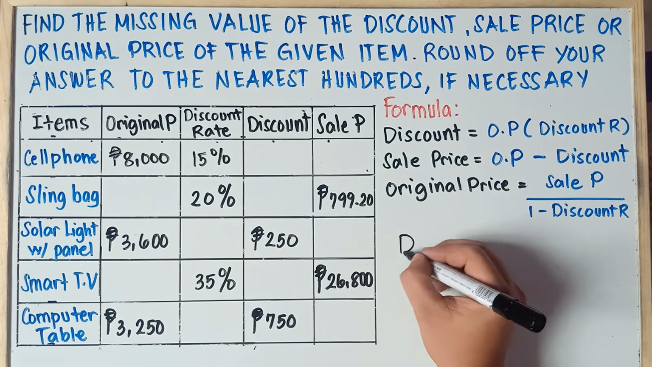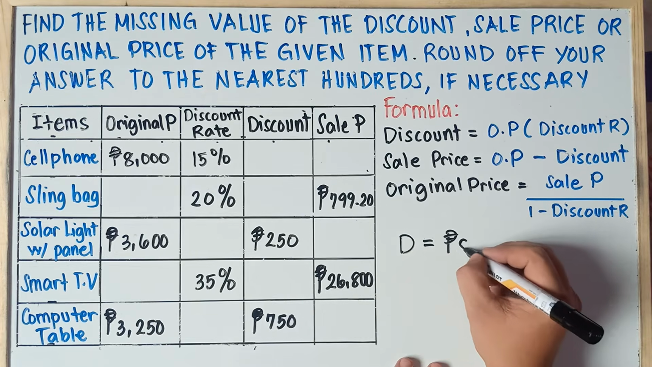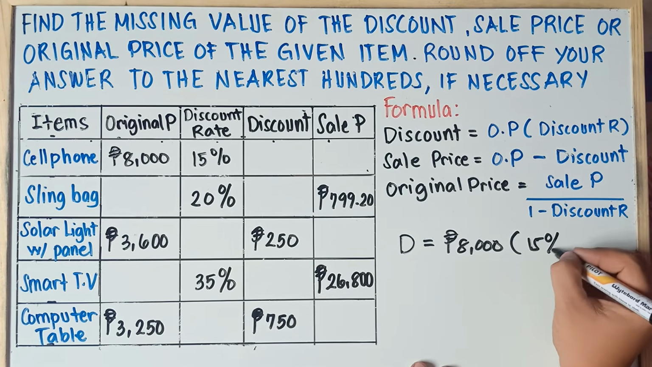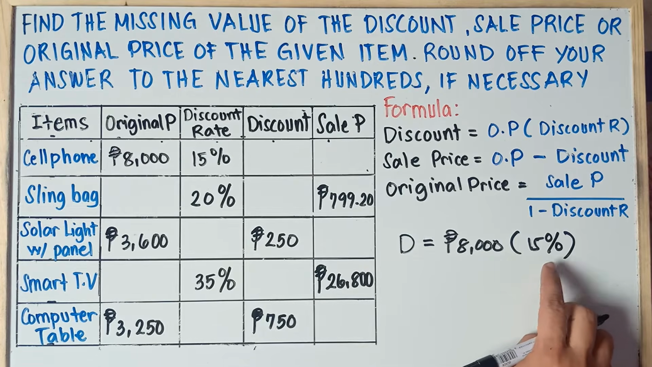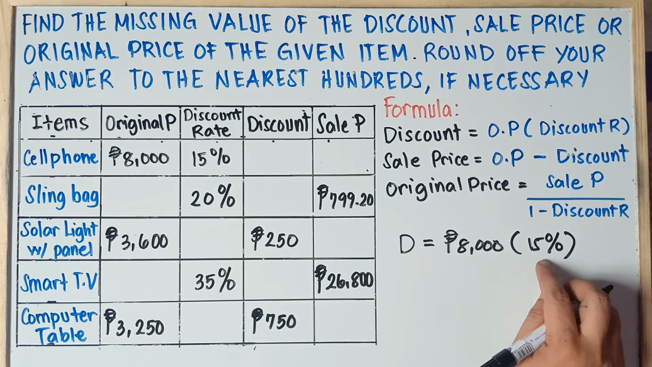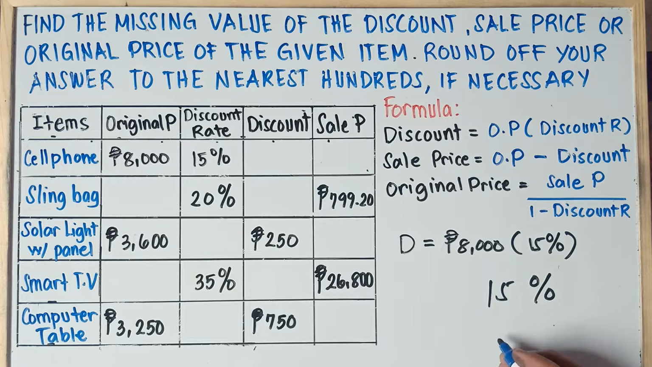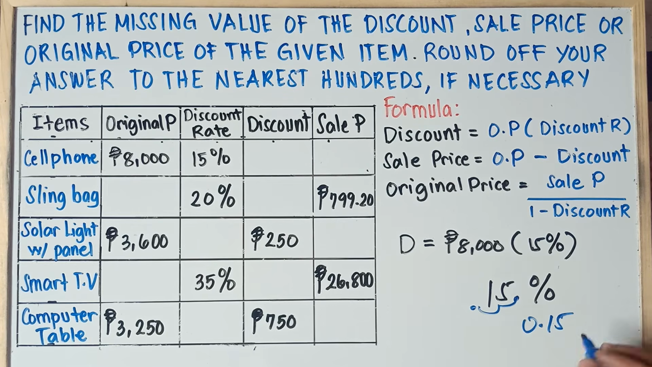Alright, so I will just put the discount is equal to original price. We have 8,000 pesos times the discount rate, that's 15%. Now, we need to convert this percent into decimal for us to multiply this one. Converting percent to decimal, just simply move the decimal point right to left twice. So once again, 15%, the decimal point is always after the whole number, which is 15. To convert percent to decimal, move the decimal point right to left twice. 1, 2, so this will be 0.15. 15% is the same with 0.15.